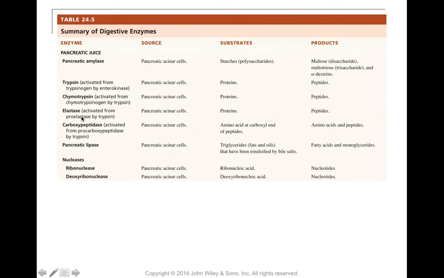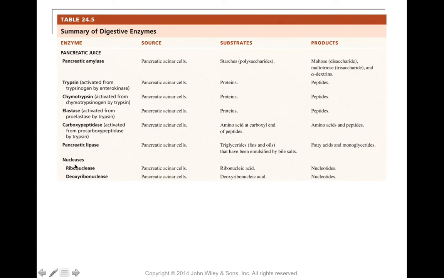Elastase, same thing, is activated by a precursor molecule called proelastase and breaks down proteins into peptides, also activated by trypsin. Carboxypeptidase is activated from a precursor molecule called procarboxypeptidase, again by trypsin. So trypsin not only breaks down proteins itself, but activates chymotrypsin, elastase, and carboxypeptidase, which break down proteins, and in this case, breaking down peptides into amino acids and peptides. So carboxypeptidase actually breaks smaller into smallest. Pancreatic lipase is going to break down triglycerides into fatty acids and monoglycerides.